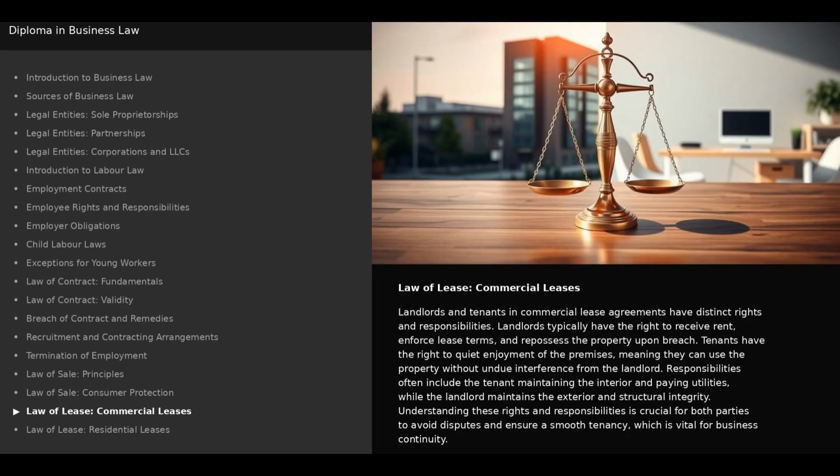Landlords and tenants in commercial lease agreements have distinct rights and responsibilities. Landlords typically have the right to receive rent, enforce lease terms, and repossess the property upon breach. Tenants have the right to quiet enjoyment of the premises, meaning they can use the property without undue interference from the landlord. Responsibilities often include the tenant maintaining the interior and paying utilities, while the landlord maintains the exterior and structural integrity. Understanding these rights and responsibilities is crucial for both parties to avoid disputes and ensure a smooth tenancy, which is vital for business continuity.